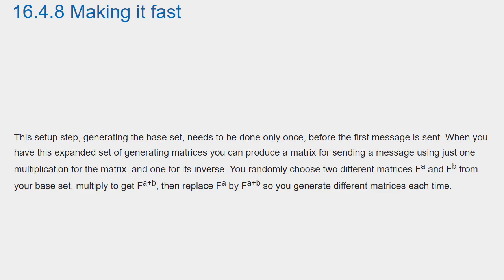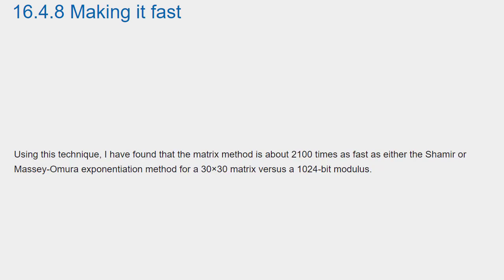When you have this expanded set of generating matrices, you can produce a matrix for sending a message using just one multiplication for the matrix, and one for its inverse. You randomly choose two different matrices, F to the power a and F to the power b, from your base set. Multiply to get F to the power a plus b, then replace F to the power a by F to the power a plus b, so you generate different matrices each time.